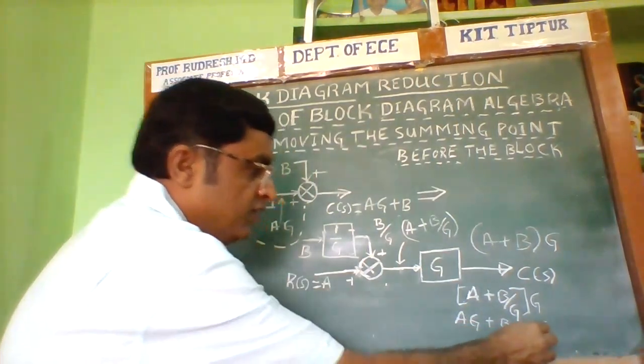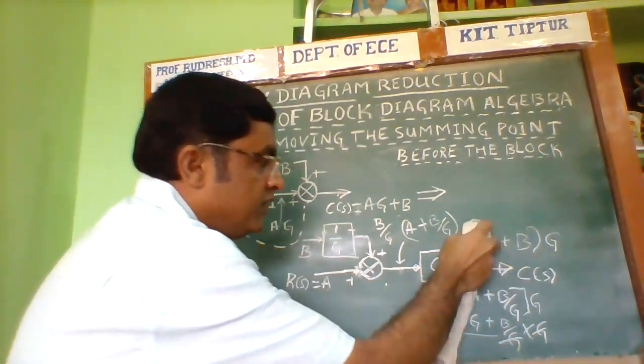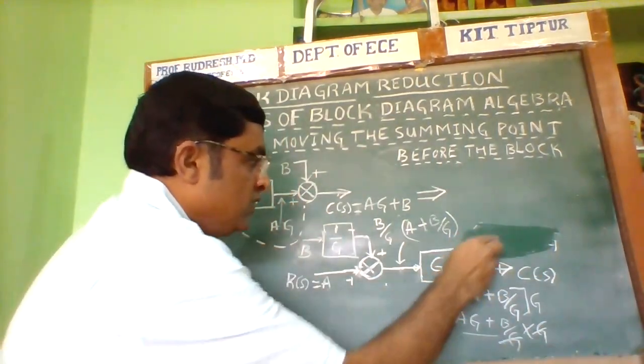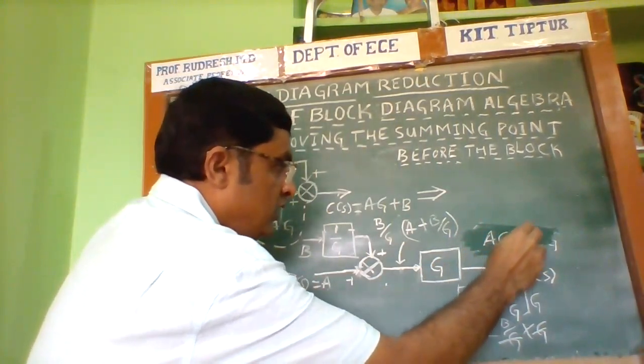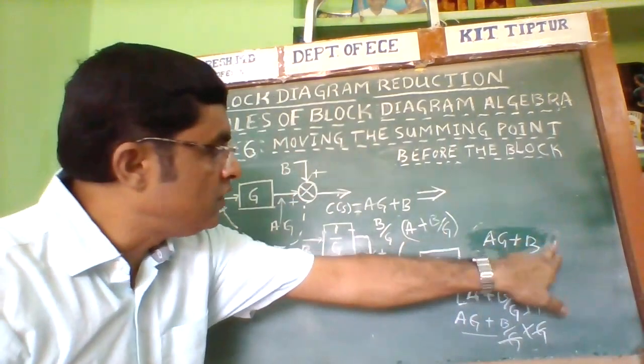G and G get cancelled. The answer I should expect is this instead of this. So I should now expect AG plus B as the answer. This is the desired result.